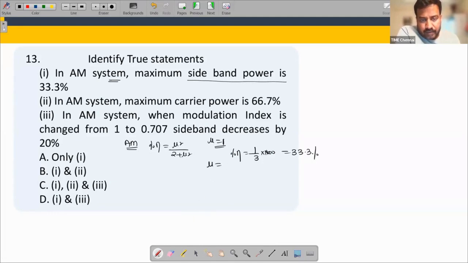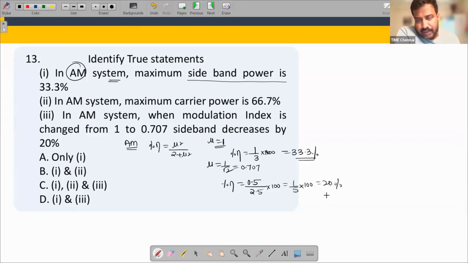Why I'm saying this? Because, for example, if mu is 1 by root 2, anyways, mu cannot be greater than 1. In an AM system, you cannot go beyond 1. For example, mu is 1 by root 2, that is 0.707. Then see what happens now. Percentage eta is mu square, 1 by root 2 whole square, 1 by 2. That's 0.5 by 2.5 into 100. That's 1 by 5 into 100. That's 20%. Clearly less than 33.3%. So it cannot go beyond 33.3.